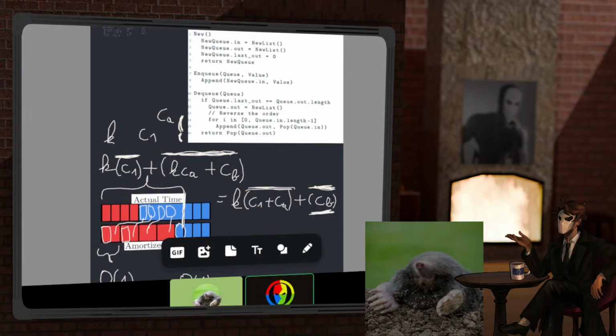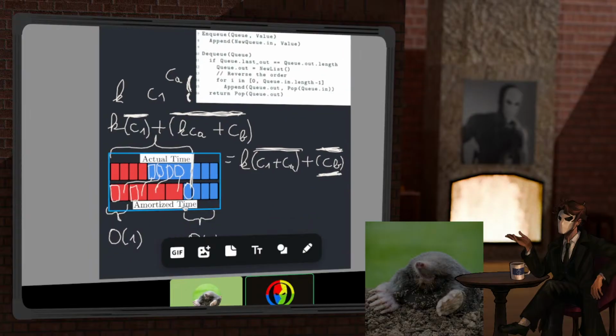And the reason why it's so interesting, especially here in the case of amortized analysis, I love this graph, by the way, because that graphic really does convey the idea of amortized analysis beautifully.